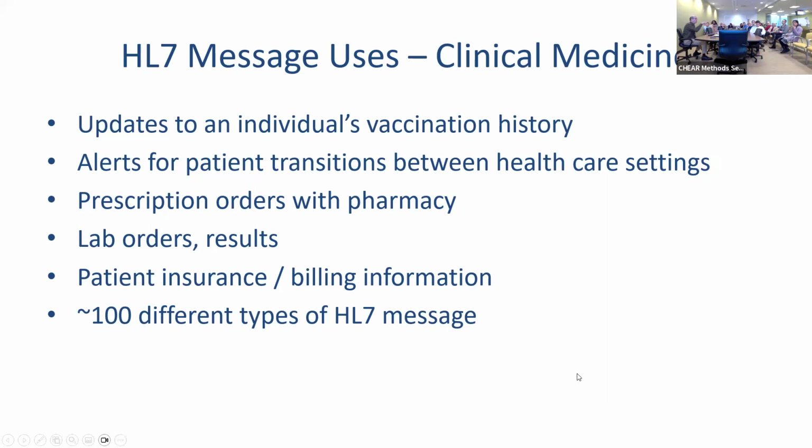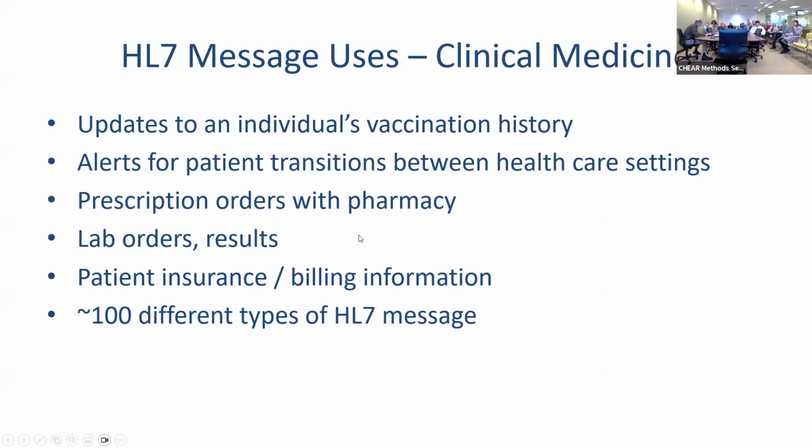Some of them are within our own system, but some of them are leaving our system when we prescribe to Walgreens or wherever, the Meijer pharmacy. So those are leaving our system and then being sent out. There's over 100 different types of HL7 messages. We'll cover a few of them here this morning, but I just want you to know that these are prevalent in everything we do with electronic health record systems.